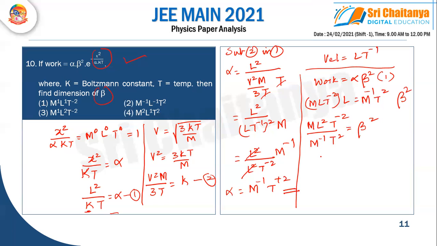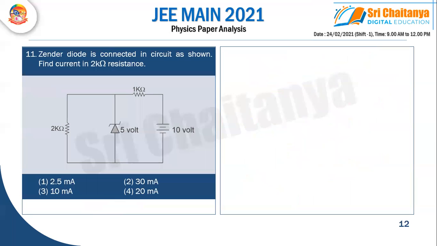So now finally what I'm going to get is M square L square T minus 4 is equal to beta square, and upon taking the square root, you'll be getting M L T minus 2 as beta, which is the first option. Moving on to the next question, please.